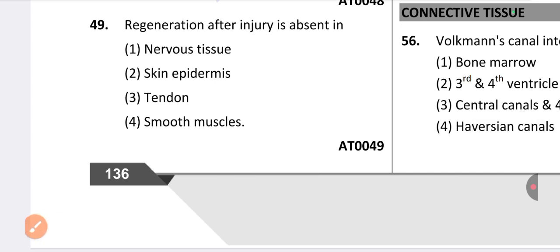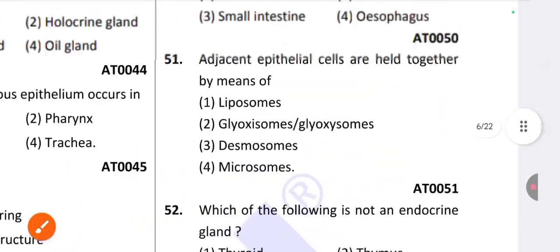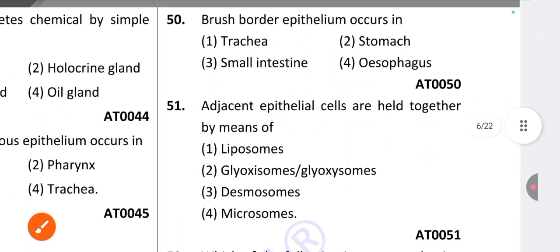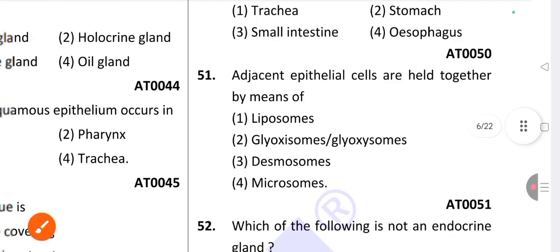49th one, regeneration after injury is absent in. So किसमें regeneration नहीं होते हैं? Answer is nerve tissue में अपन को regeneration नहीं दिखते हैं. Let's see the 50th question. So brush border epithelium occurs in. So it occurs in small intestine. Next, 51st question. Adjacent epithelial cells are held together by means of. So adjacent जो cells होते हैं वो they are held together with help of desmosomes. Next, 52nd question.